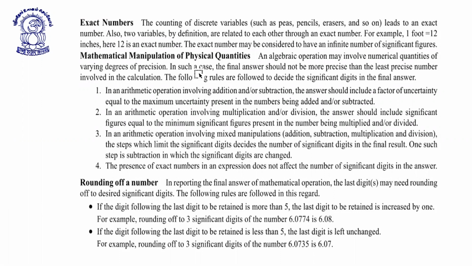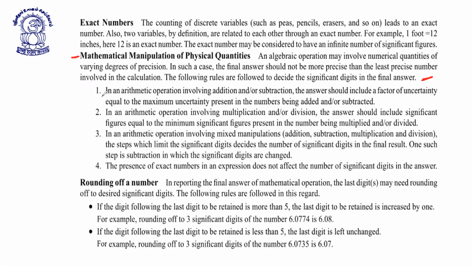Now, the next topic is mathematical manipulation of physical quantities. What is this mathematical manipulation? An algebraic operation may involve numerical quantities of varying degrees of precision. In such a case, the final answer should not be more precise than the least precise number. So this is a very, very important point involved in the calculation. The following rules are to be followed to decide the significant digits in the final answer.